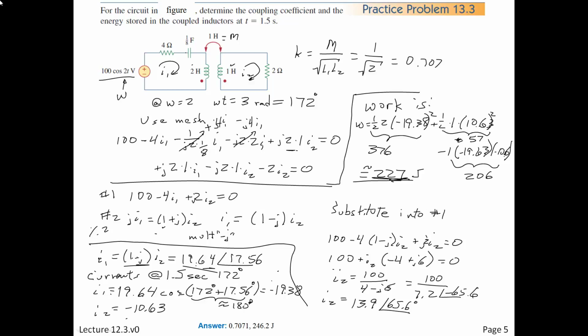All right, so that's completing those sections through 13.3. And next time in part 3 of the chapter 13 lectures, we'll take up transformers, linear and ideal transformers, and then possibly autotransformers, which are just a simple case of ideal transformers.